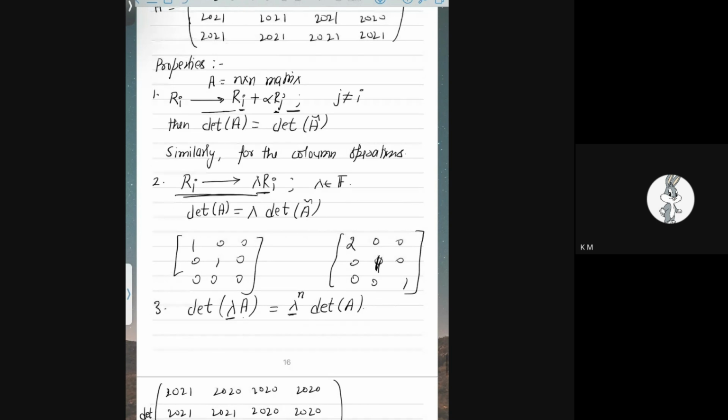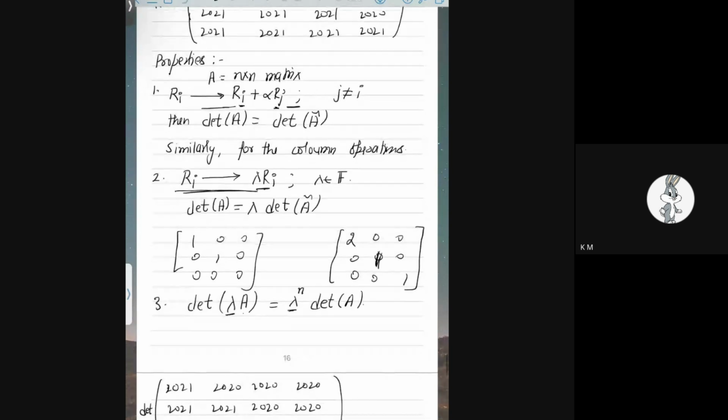What you must be doing, I got your doubt. I think what you must be doing is you are multiplying here by something. What you must be doing, you must be sending Ri to minus Ri plus Rj. This must be the mistake you will be making.